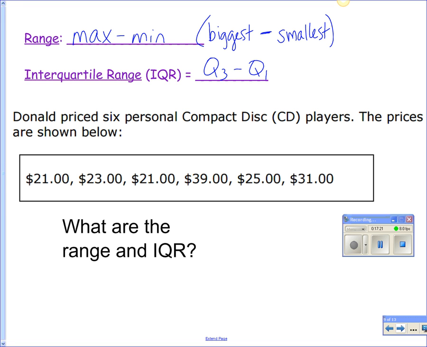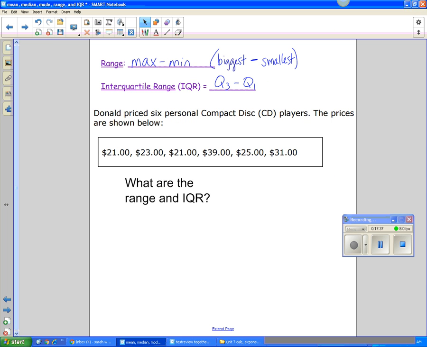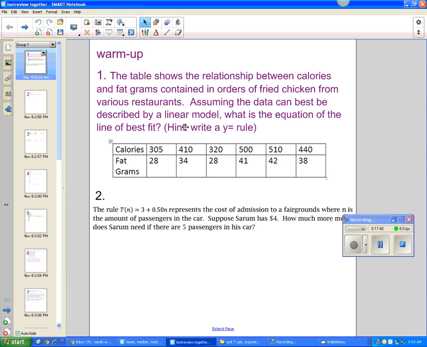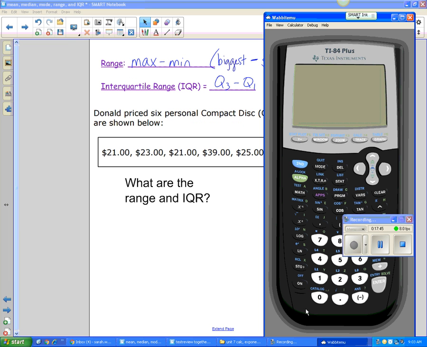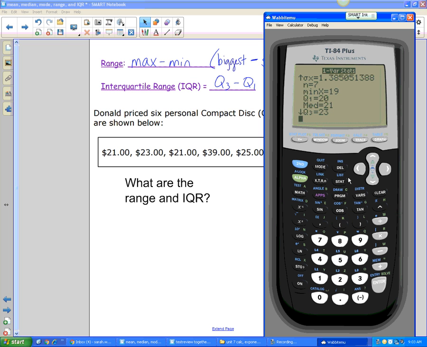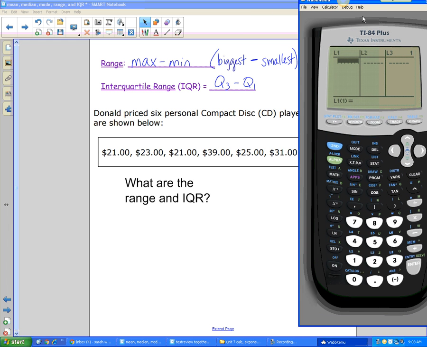All right, so let's do an actual example with this. Donald priced 6 personal compact disc players. The prices are shown below, 21, 23, 21, 39, 25, 31. What are the range and IQR? All right, so what we're going to do is we're going to put these numbers in our calculator. No, in the calculator, the order doesn't matter. So I'm going to go to Stat, Edit. That's a good question. In the calculator, the order doesn't matter. That's the really nice thing about using the calculator on these problems, is the order doesn't matter, because otherwise it would.